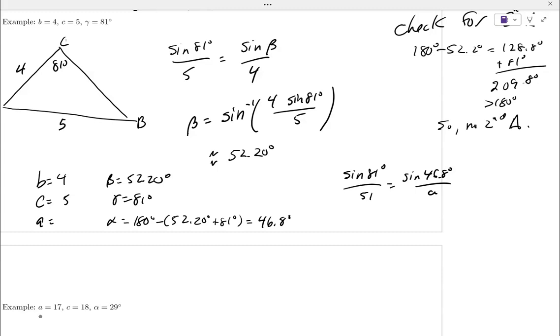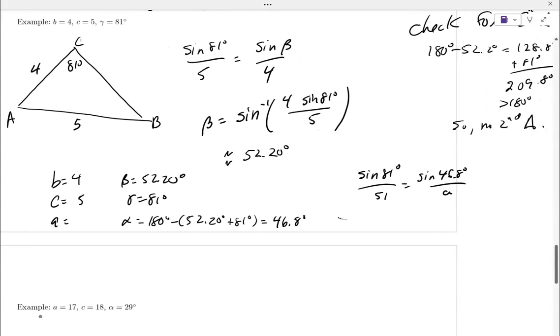I mean, I'm already having to use one rounded number here. I don't want to use another one to find this one. Just give them a rounding error. Solve for A: 5 times sine of 46.8 over sine of 81. What did you get approximately for that one? 3.69? Is that what you said? Okay. It's okay?